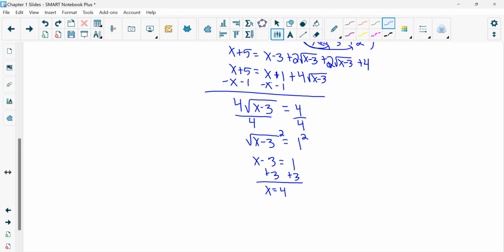Again, we want to check our solutions, make sure that they are accurate and correct, not extraneous. So our check. Again, our original problem was the square root of x plus 5, so I'm going to put 4 in here, 4 plus 5, minus square root of 4 minus 3 equals 2.